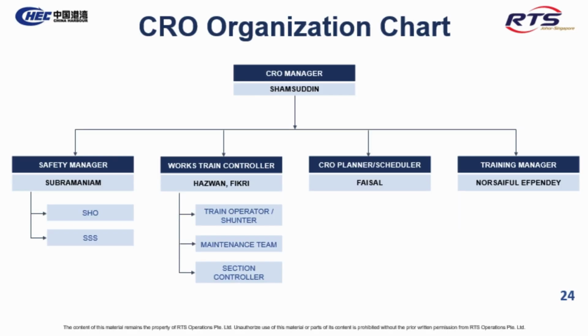Slide 24, CRO Organization Chart. This chart shows the CRO team led by Mr. Shamsuddin. Safety is managed by Mr. Subramaniam, supported by SHO and SSS. Mr. Hazwan Fikri controls trains operation team. Planning is handled by Mr. Faisal. Training is led by Mr. Norsaiful Effendi. This structure ensures safety, efficiency, and smooth daily operations.